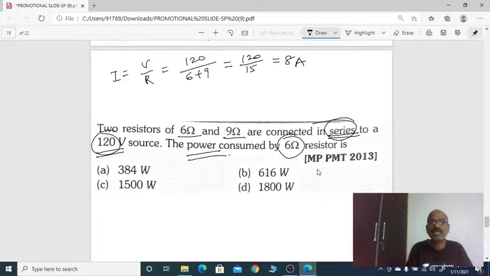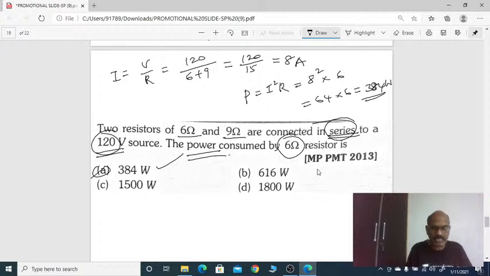Now what is the power consumed in the 6 ohm resistor? Right, P equals I squared R. The resistor is given and we know the current. Current is 8 squared into R, which is 6 ohm. That's it, 64 into 6. You will get 384 watt. Option 1 is correct. Yes, option 1 is the correct one.